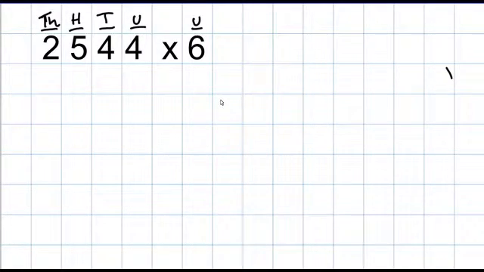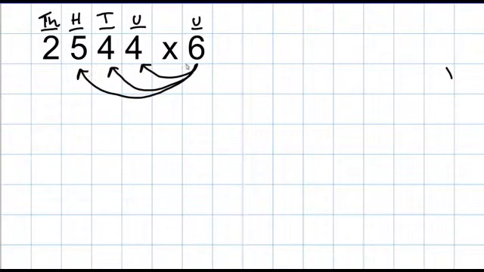Now with all these multiplication methods, possibly barring a few, essentially it all comes down to multiplying each part of one number with each part of the other number. So in this case, what we would do is multiply the 6 by the 4 units, multiply the 6 by the 4 tens, multiply the 6 by the 5 hundreds, and multiply the 6 by the 2000s, by 2000.